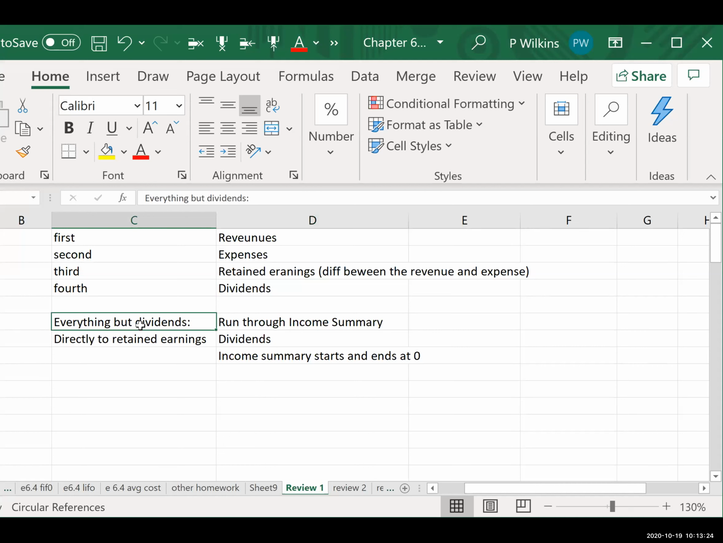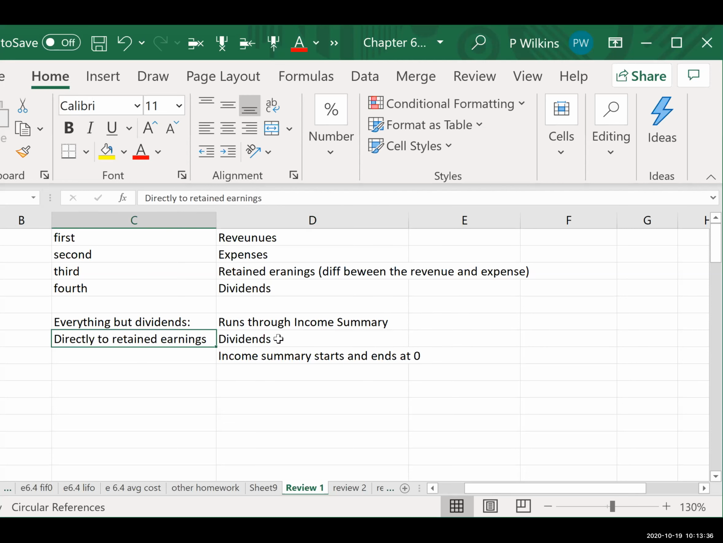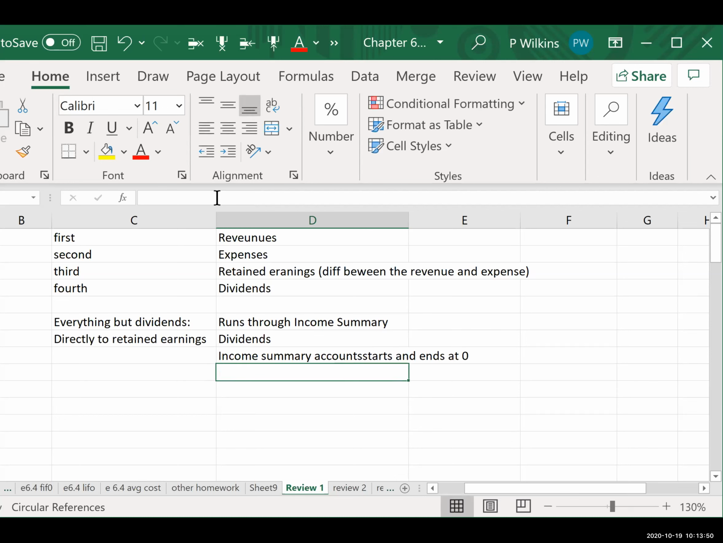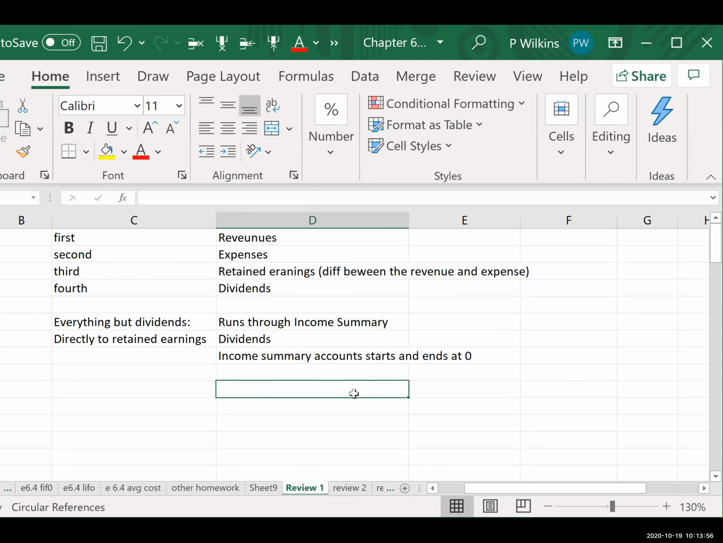And three things to remember here. One, everything but dividends runs through income summary account, okay? Two, dividends run directly to retained earnings. And three, the income summary account starts and ends at 0. Okay, so it should never have a balance in it. And the thing about that is that you don't do a T account for it, but you could always do a T account on scratch paper if you weren't sure.